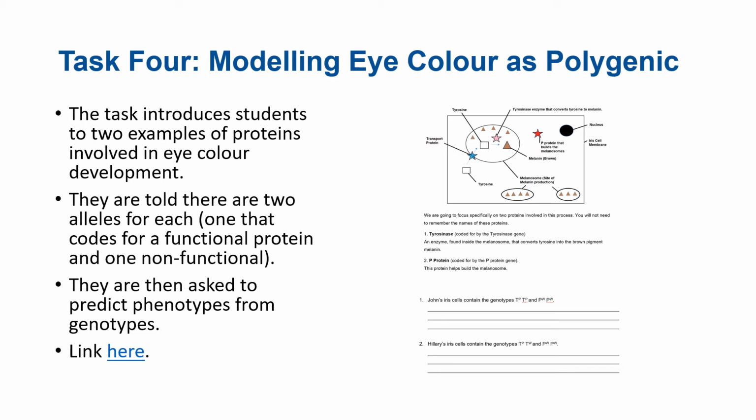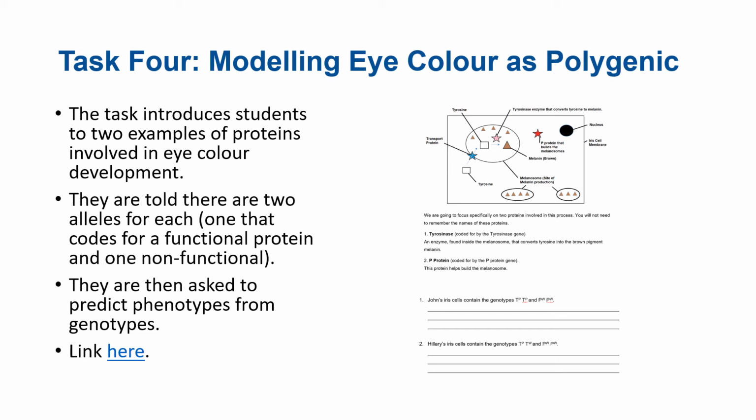We then tell students that there are 2 alleles. So we are simplifying a bit here, obviously. We then tell students that there are 2 alleles for each of the genes that code for tyrosinase and P protein. One that codes for a functional tyrosinase, one that codes for a poorly functional tyrosinase, one that codes for a functional P protein, and one that codes for a poorly functional P protein. We then give the students 4 or 5 genotypes. So you can see down there we said John's iris cells contain the genotypes TP and PW.